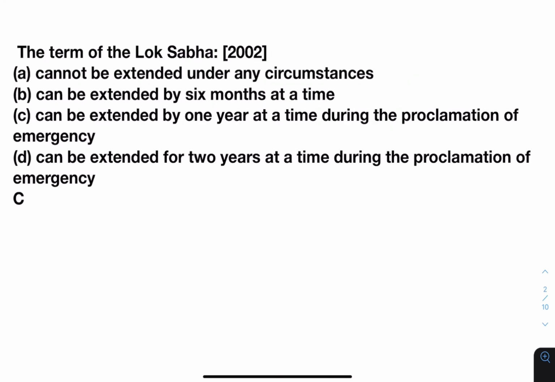Next, the term of Lok Sabha cannot be extended under any circumstances, can be extended by 6 months at a time, can be extended by 1 year at a time during the proclamation of emergency, can be extended for 2 years at a time during the proclamation of emergency. We did not read what is the effect on the life of Lok Sabha when there is emergency. This is what happens when you solve a question. You find that what is important in a topic.